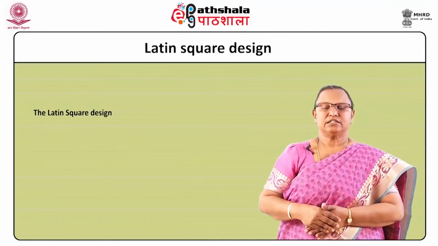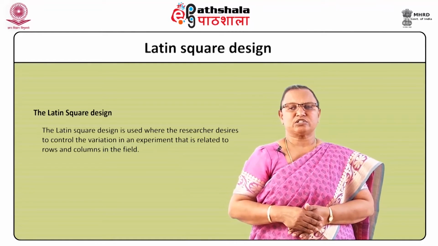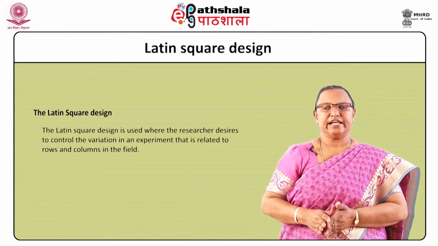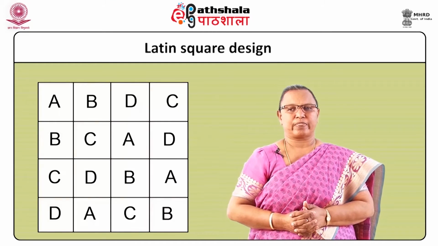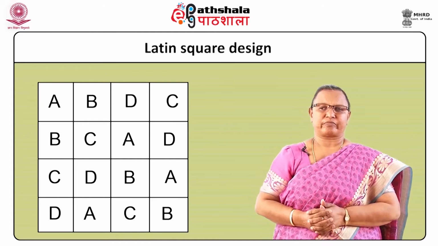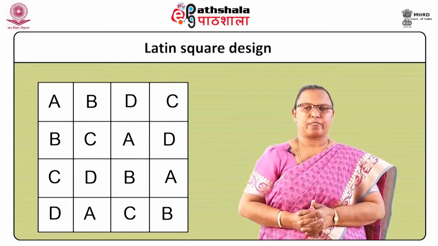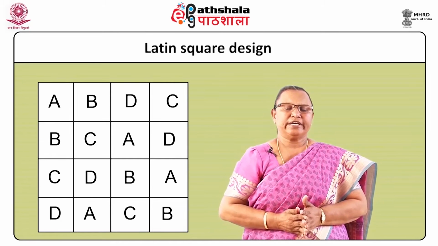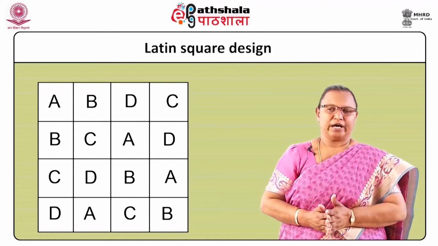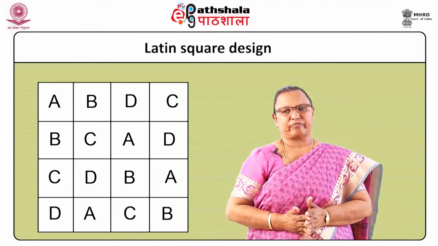The third type of formal experimental design is the Latin square design. It is used where the researcher desires to control the variation in an experiment that is related to rows and columns in the field. Now just look at the table. In this table we have 4 rows and 4 columns. Each is represented by an alphabet: A, B, C and D.